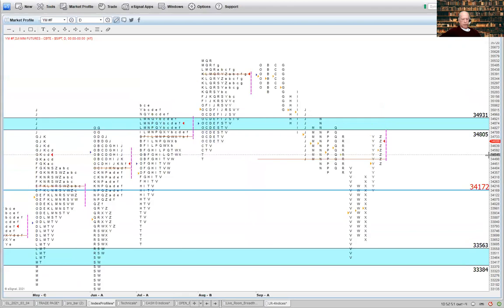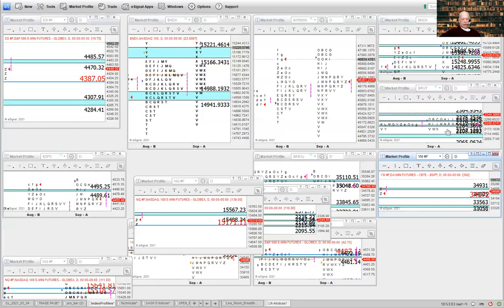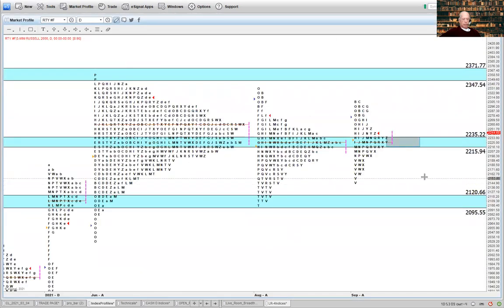Here's the YM/Dow. This is the Dow future. You can see we're pretty close to the upper key reference area in the YM. And then the Russell, that continues to be complex.